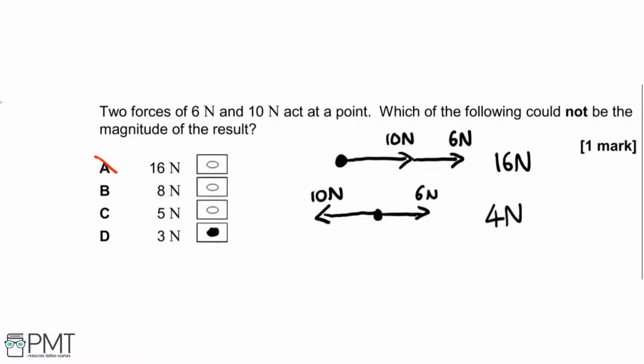Now you might be wondering, well, how do we get 8 newtons or 5 newtons? Well, we could have these forces act at different angles. Instead of being in opposite directions or in the same directions, you could have them at an angle, and you could form some kind of triangle, a right angle triangle, for example, and the values that the resultant force will take will therefore be anywhere between 4 and 16 newtons. And obviously 8 and 5 are both between 4 and 16, so B and C are not correct.